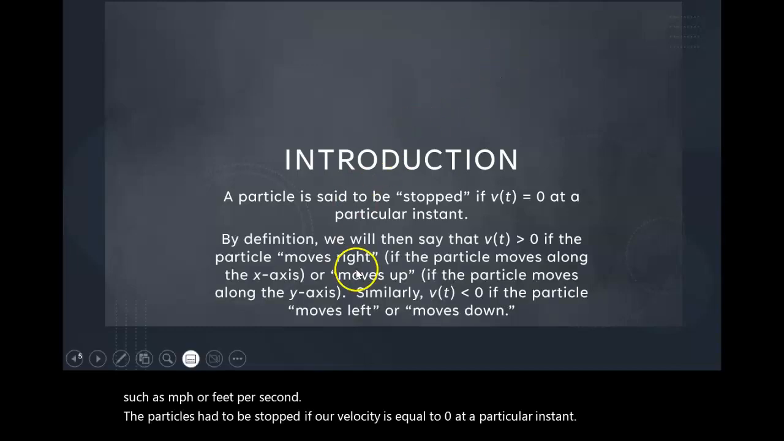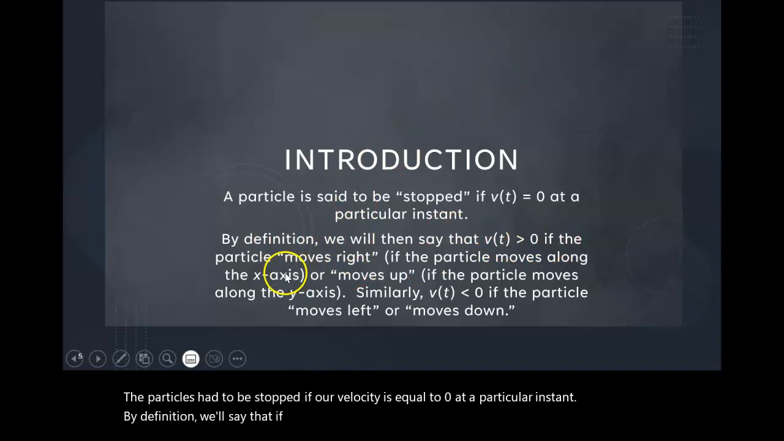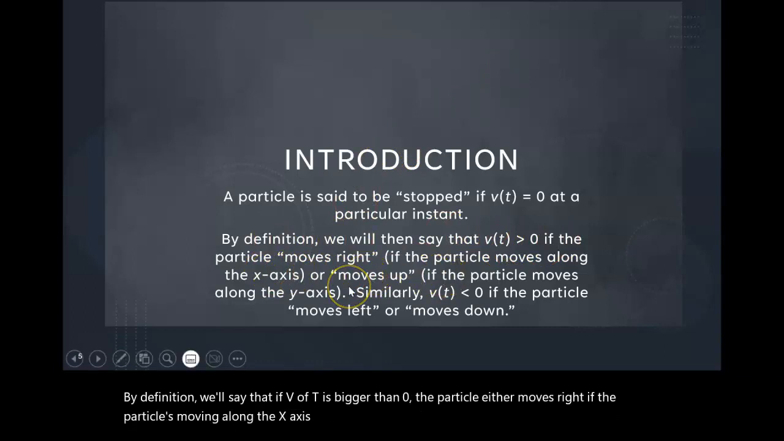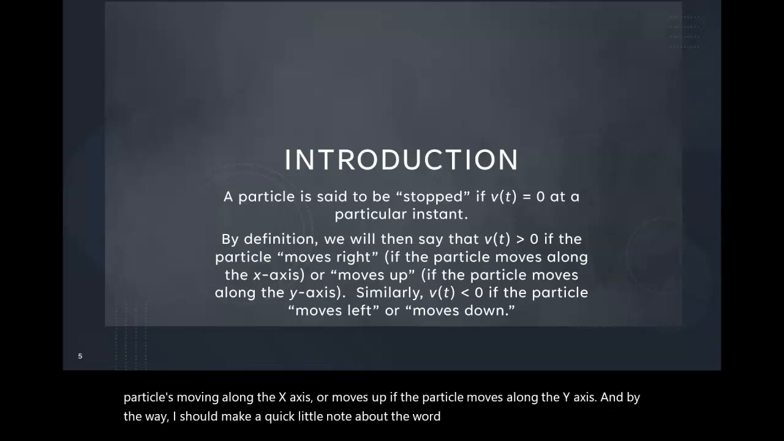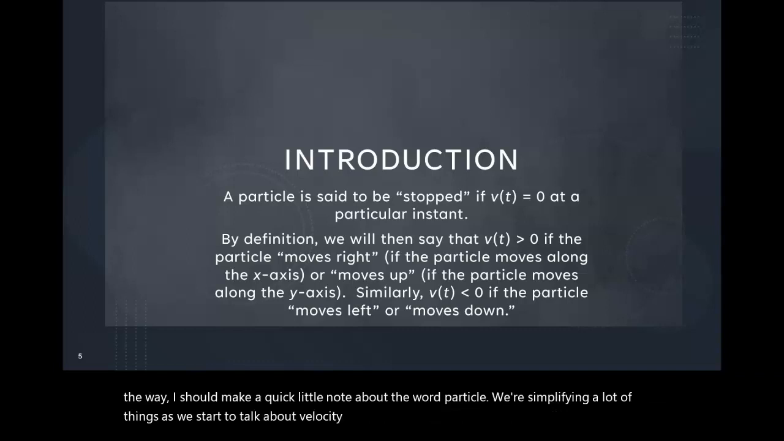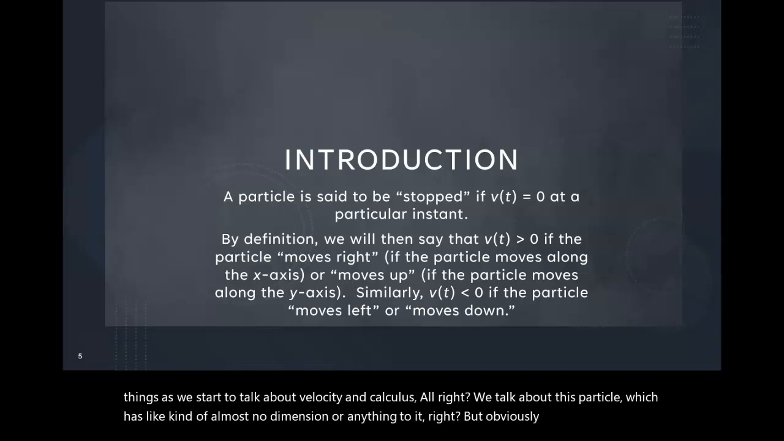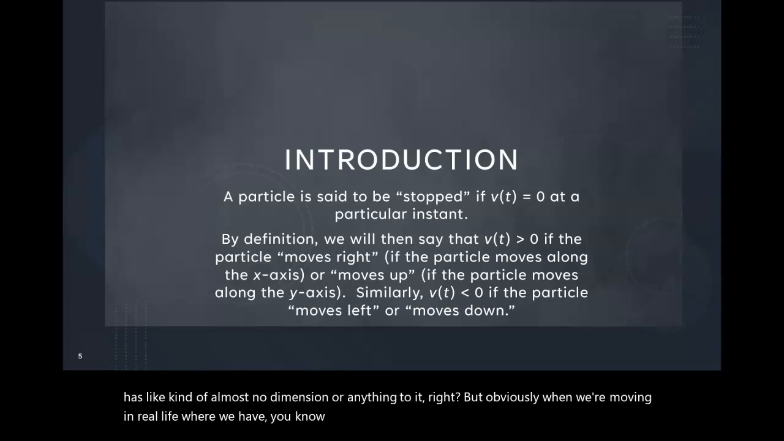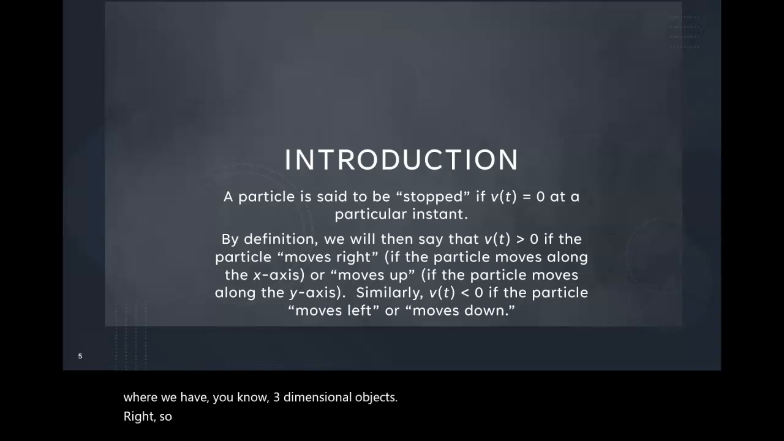By definition, we'll say that if v of t is bigger than 0, the particle either moves right if the particle is moving along the x-axis, or moves up if the particle moves along the y-axis. And by the way, I should make a quick little note about the word particle. We're simplifying a lot of things as we start to talk about velocity and calculus. We talk about this particle, which has almost no dimension to it. Obviously, when we're moving in real life, we have three-dimensional objects. So the particle is just our starting point to talk about velocity, etc.